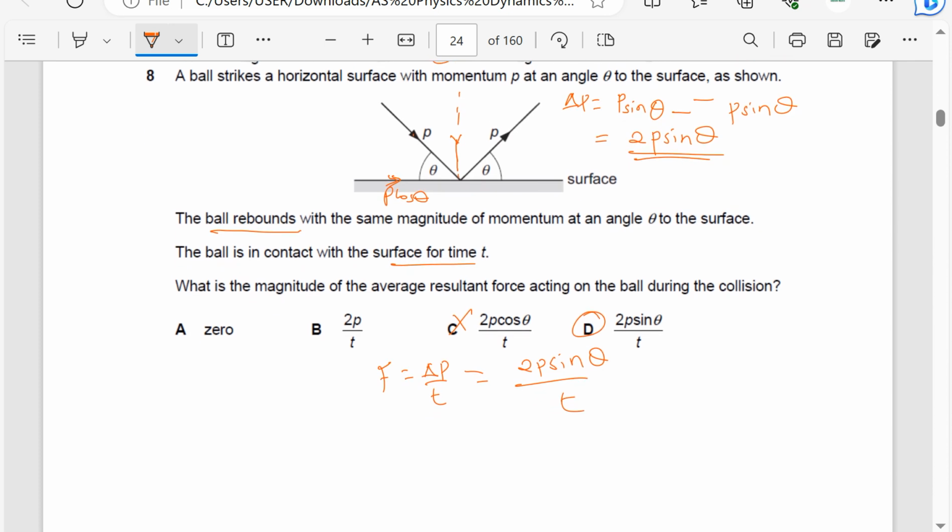Okay, so the component in the horizontal will not cause rebounding. It's the component in the vertical which is going to cause rebounding. So the total momentum change in the vertical is 2p sine theta. That will be the force acting on the ball. What is the magnitude of the average resultant force acting on the ball during the collision? I think that is going to be 2p sine theta divided by t.